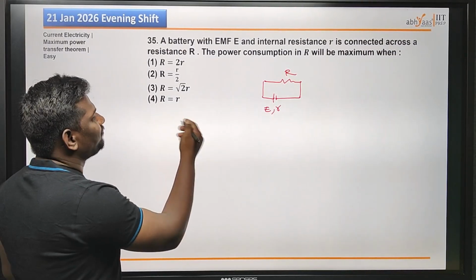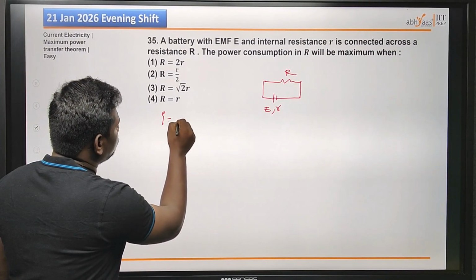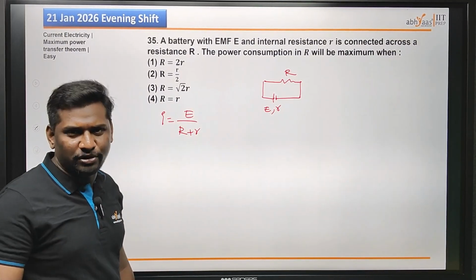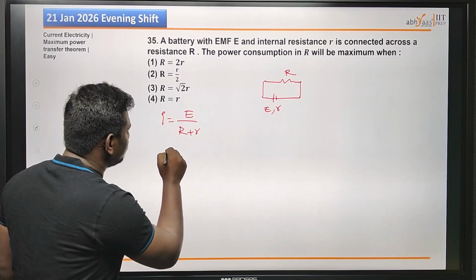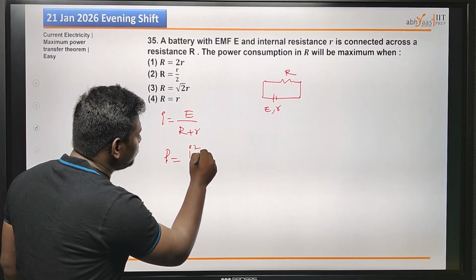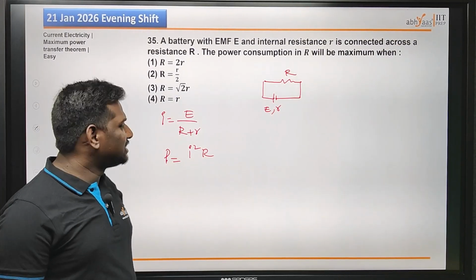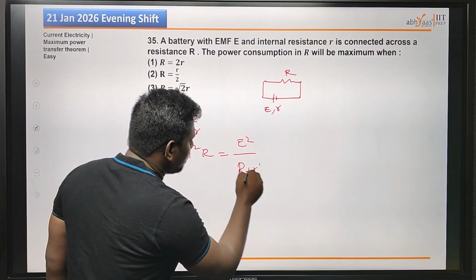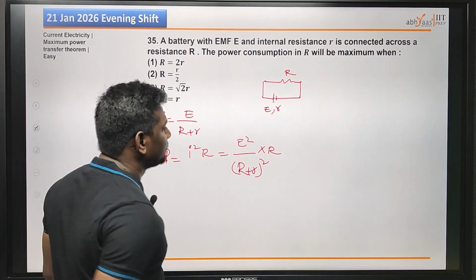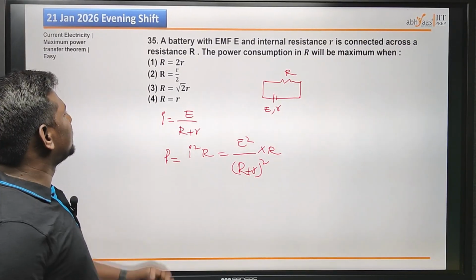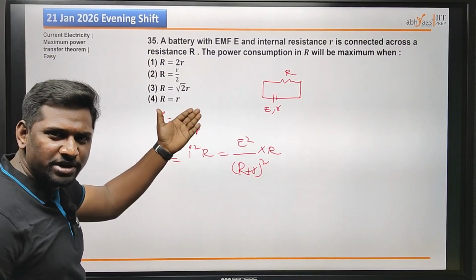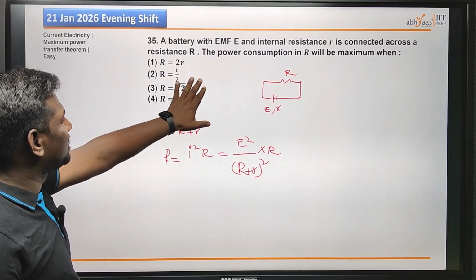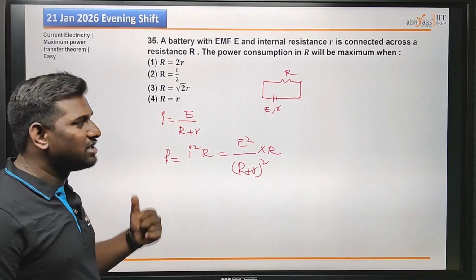So see here. We know the formula, current I equals E by R plus r, and the power formula, a simple formula. What is the power formula? Power equals I square into resistance, current square into resistance. If you see here, E square by R plus r whole square into R. So you have to simply substitute R equal to 2r, R equal to r by 2. Substitute the values and you will get the correct answer. Or if you study this theorem, what is that theorem?